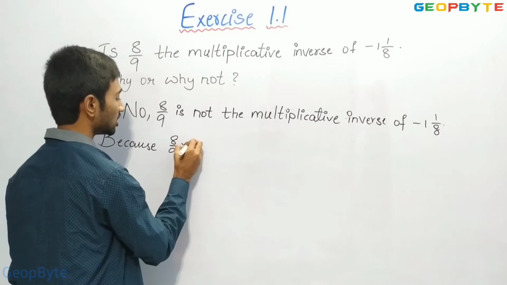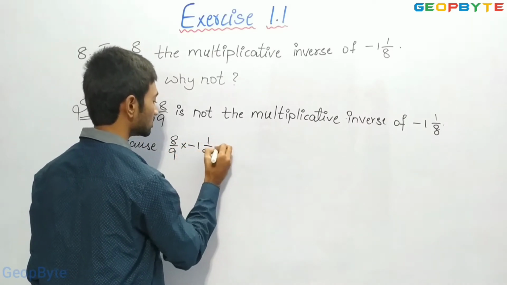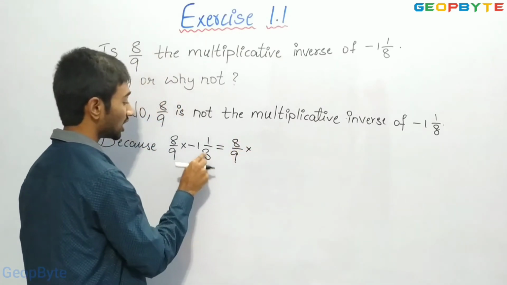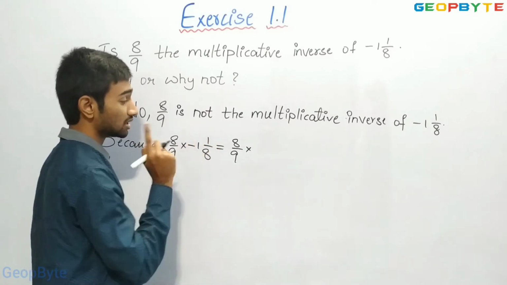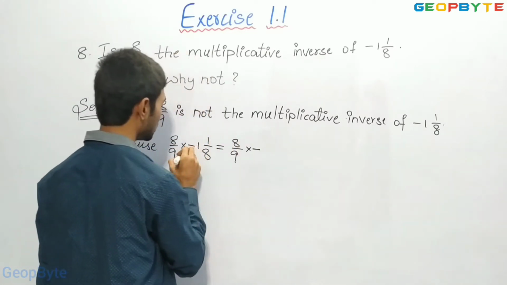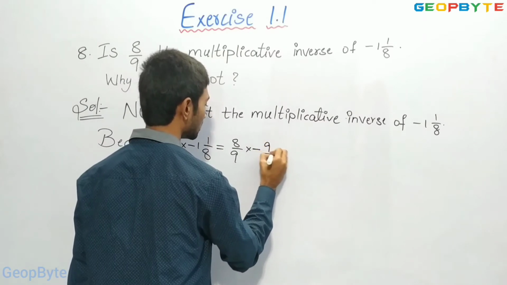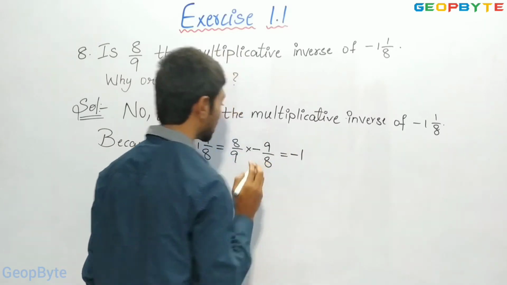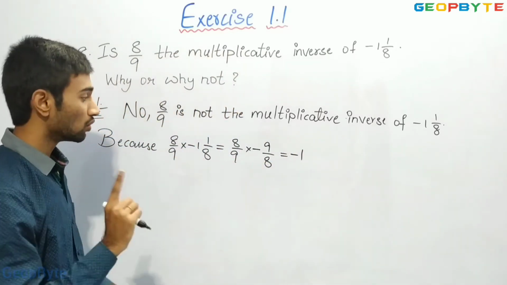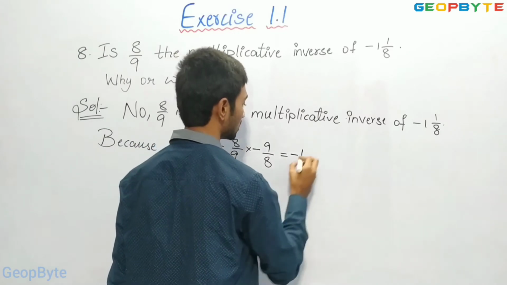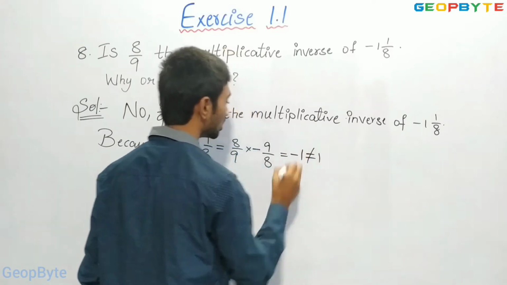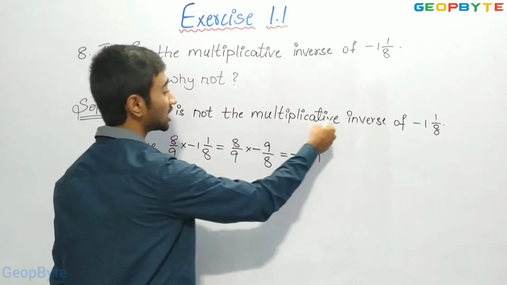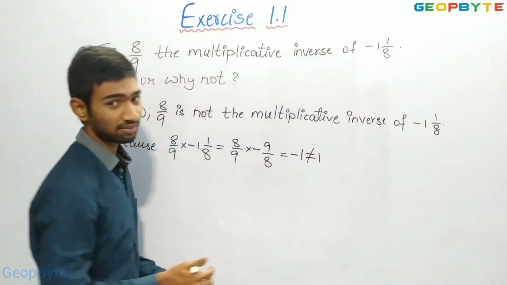8 by 9 into minus 1 by 8 is equal to 8 by 9 into, here 8 ones are 8, 8 plus 1 is 9. So here minus remains same and 9 by 8. This is equal to minus 1. Actually, this should be equal to 1. So here we got minus 1. So minus 1 is not equal to 1. Therefore, 8 by 9 is not the multiplicative inverse of minus 1 by 8.